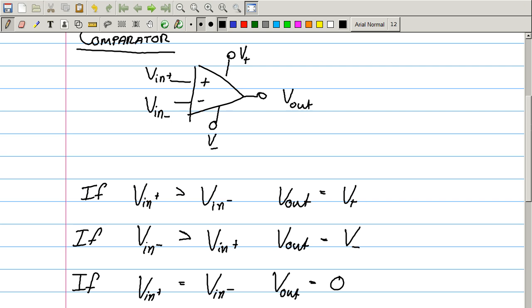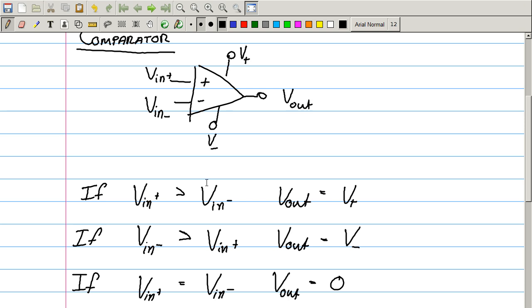However, a comparator will have a much higher response rate than a normal op-amp, meaning when you change the voltages on Vin plus and Vin minus, it's going to be able to respond a lot more quickly because you don't have to keep up with the feedback loop and you don't have to worry about oscillation a lot of times. So again, comparators are a lot faster than op-amps.